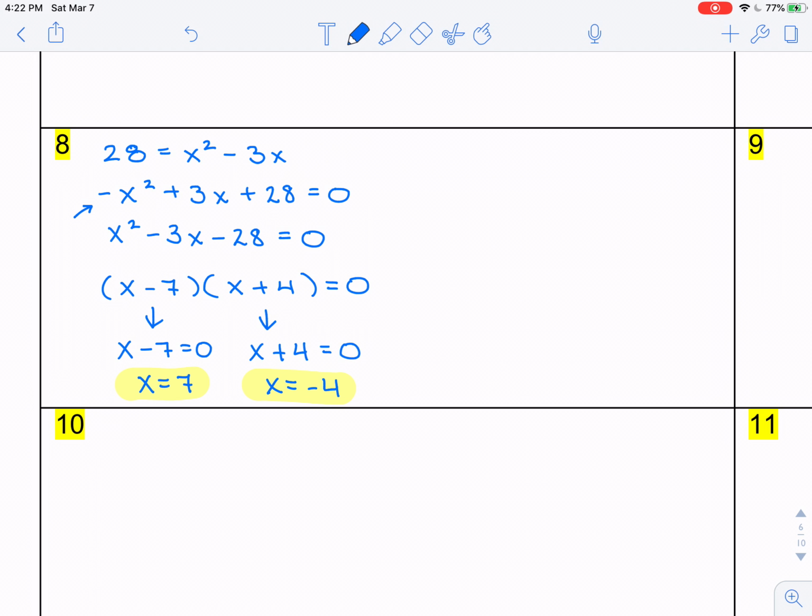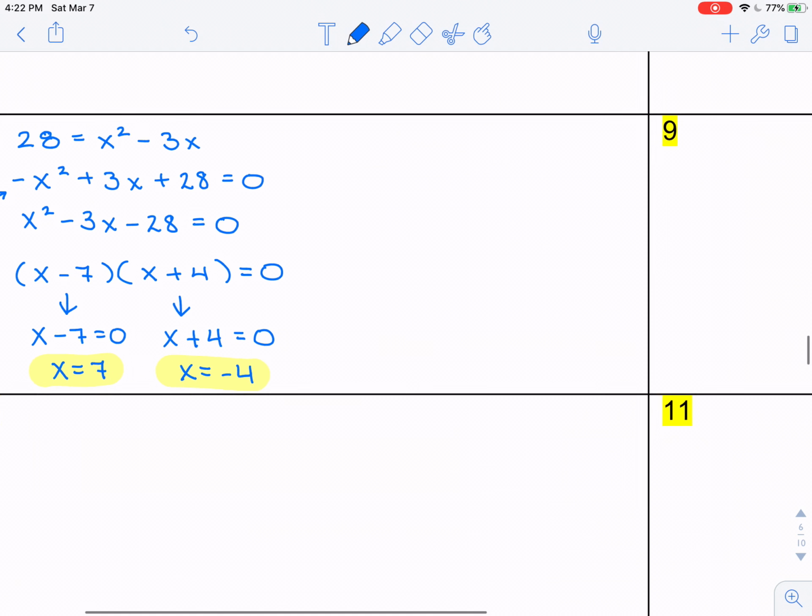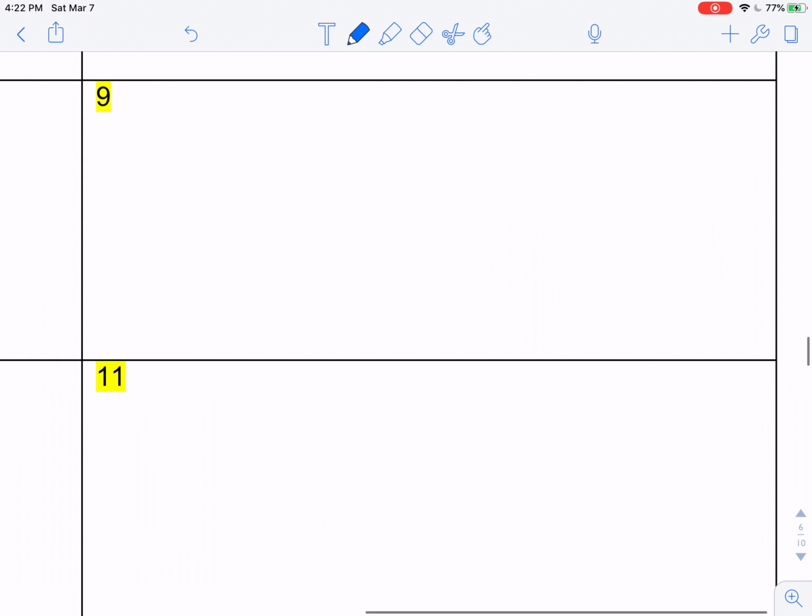We're going to go over to question 9. I think you'll find 9 is a little bit friendlier. It is set up x squared equals 25. This is one of those special ones that has an x squared and just one other term. And so we are going to use the square root method.